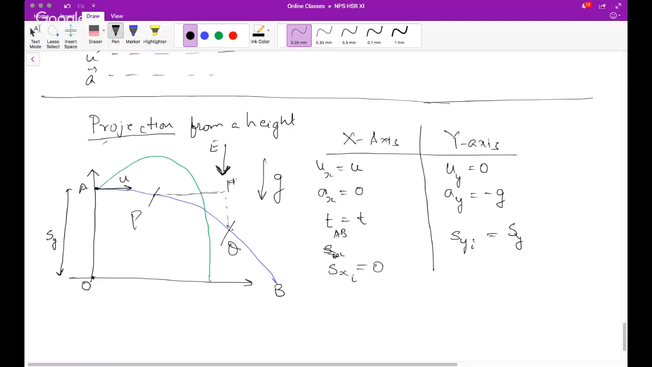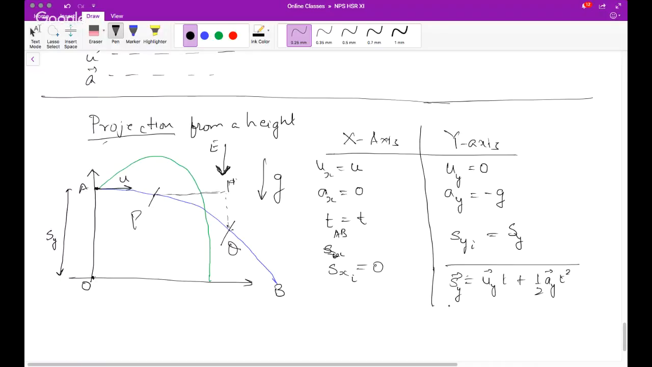Okay, so how will the equation change? The equation will change like this. If you see the second equation, let's see where S is involved. In the second equation, we usually write S is equal to ut plus half at square. Here it is Sy is equal to Uyt plus half Ay t square. This is the second equation.